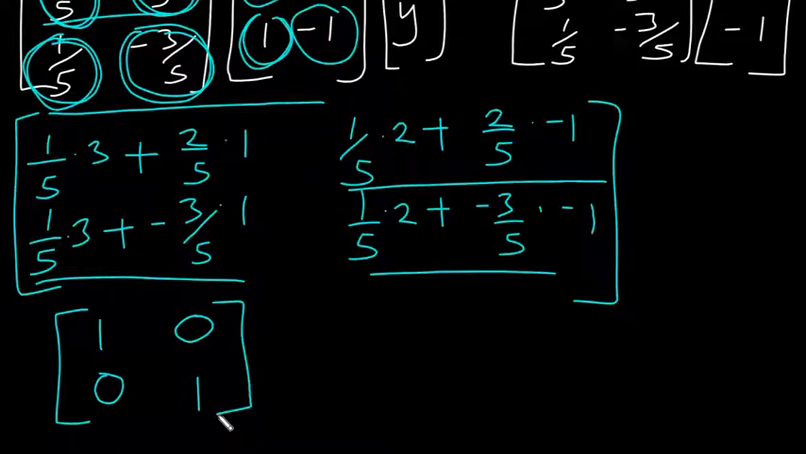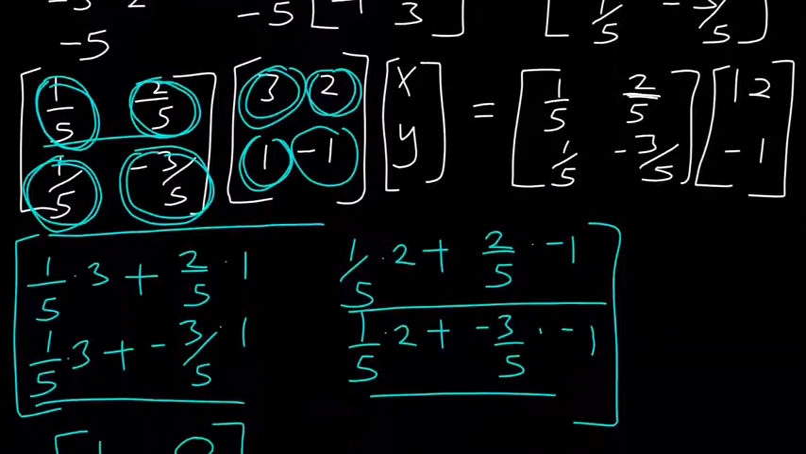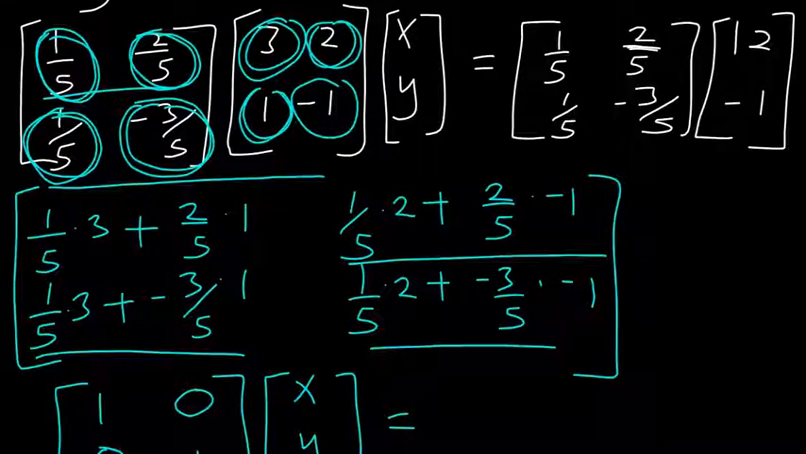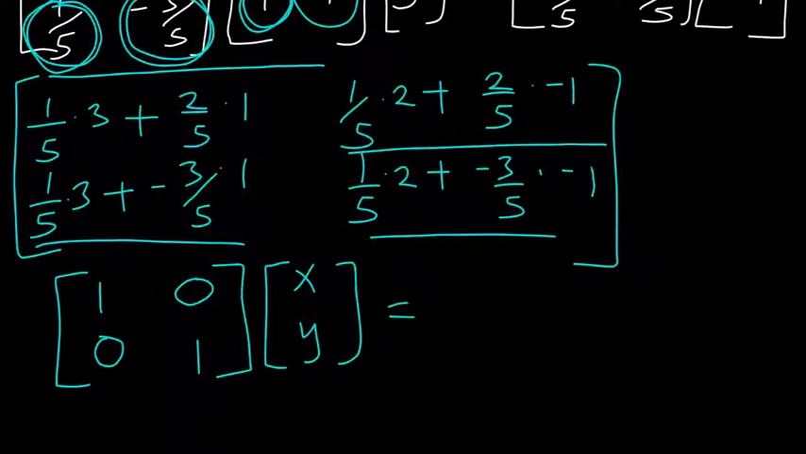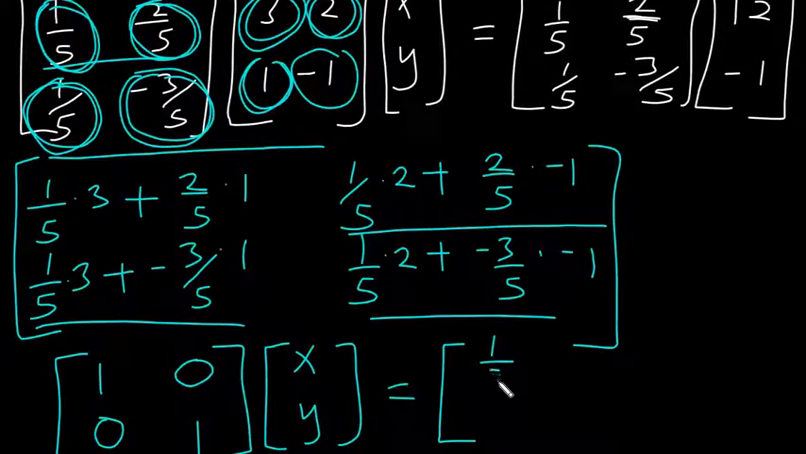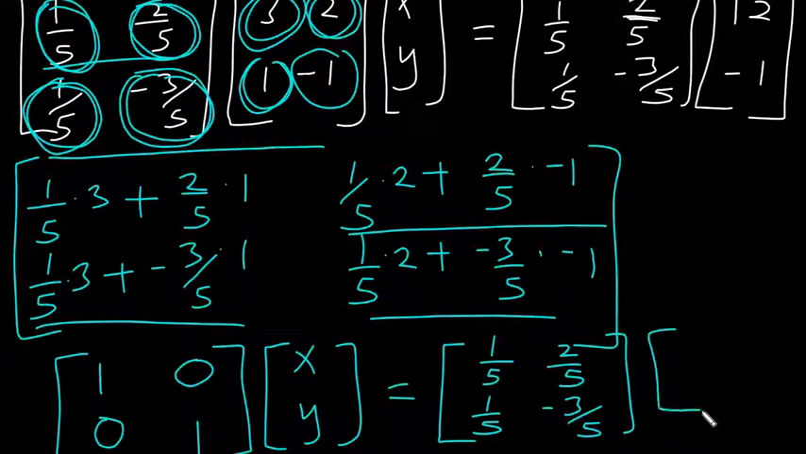Okay, so we have multiplied that matrix by its inverse, and then we have x, y. Let me first write the other side the way it is. So we have 1/5, 2/5, 1/5, negative 3/5, and then we have 12 and negative 1.